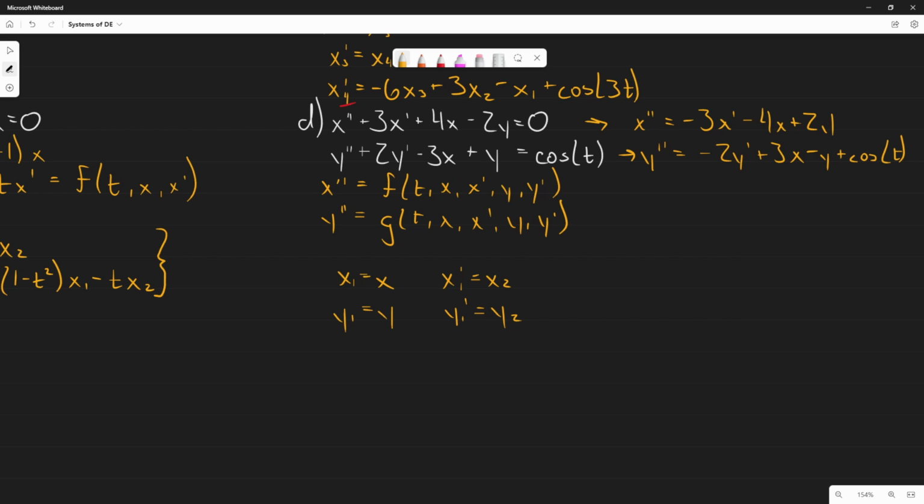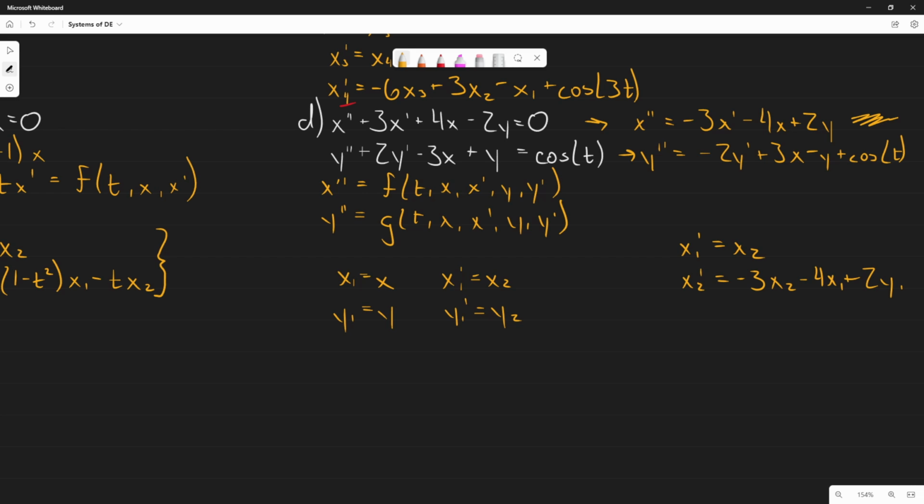And now that we have that, all we have to do is substitute that into our equations and create a system. So the system will be 4 because we have 2 of second order, so 2 plus 2 is 4. And so our system will be x1 prime is equal to x2, and then x2 prime is equal to this portion right here. So this would be negative 3x2 minus 4x1 plus 2y1.